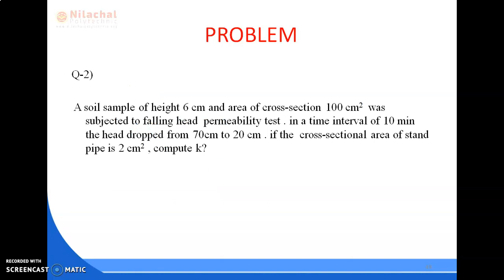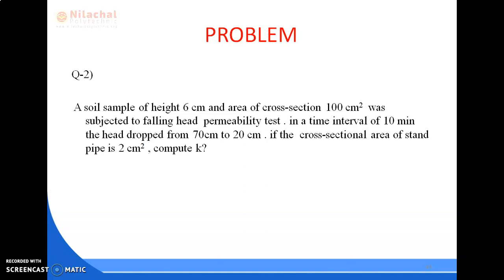Let's solve another problem. A soil sample of height 6 cm and area of cross section 100 cm square was subjected to a falling head permeability test. In a time interval of 10 minutes, the head dropped from 70 cm to 20 cm. If the cross-sectional area of the standpipe is 2 cm square, compute k. So this is our question.